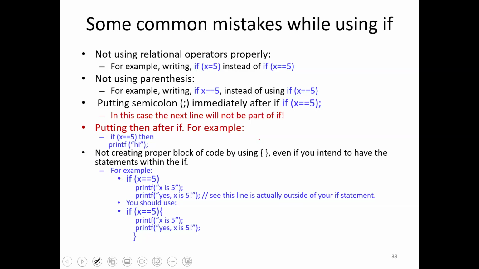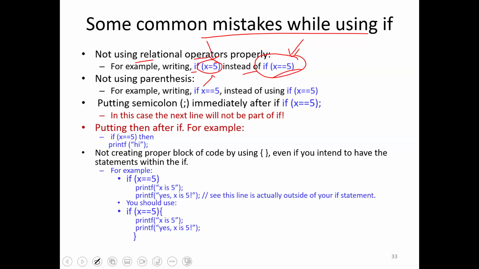Cool. Let's see some common mistakes while using if else. Not using a relational operator, like if x equals to 5 instead of writing the comparison. So sometimes you make a mistake like this, if x equals to 5, but you are thinking of writing this one. So you probably won't be able to sleep that night because your code is not working, because you think you did it properly, but you didn't. You have to do it this way.